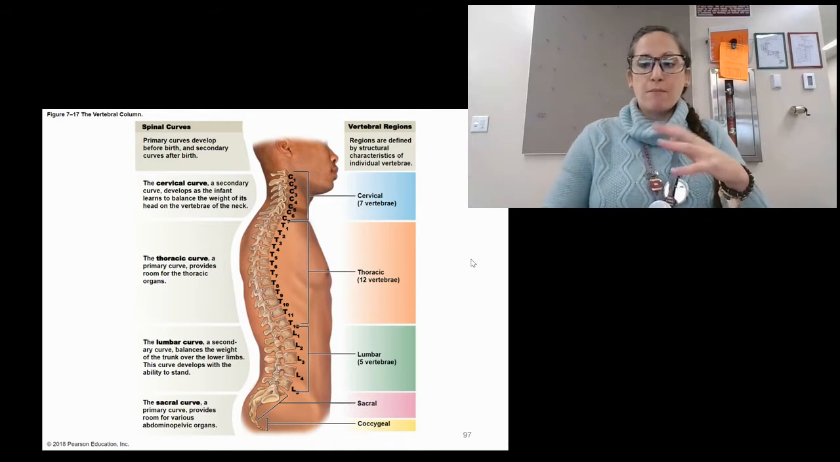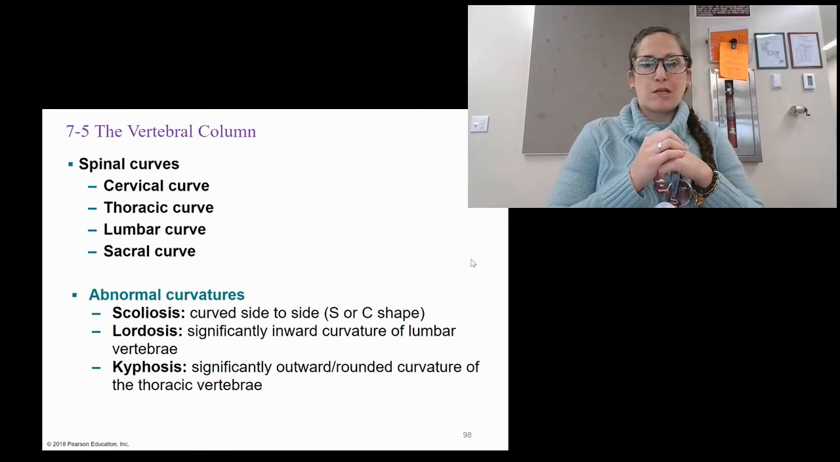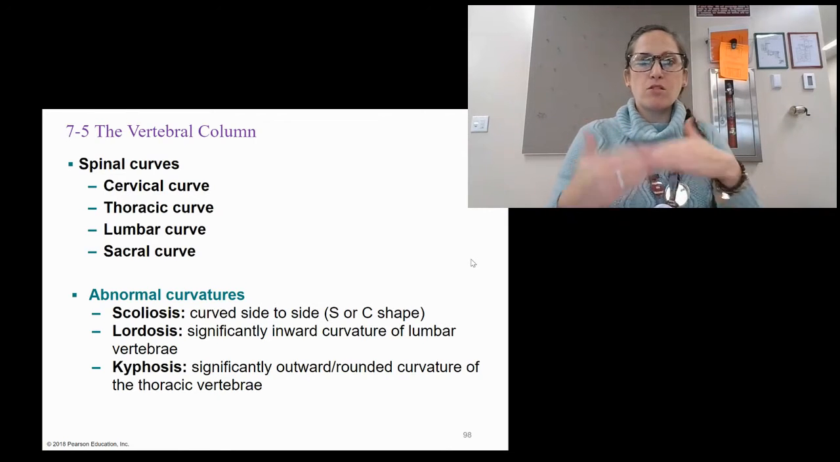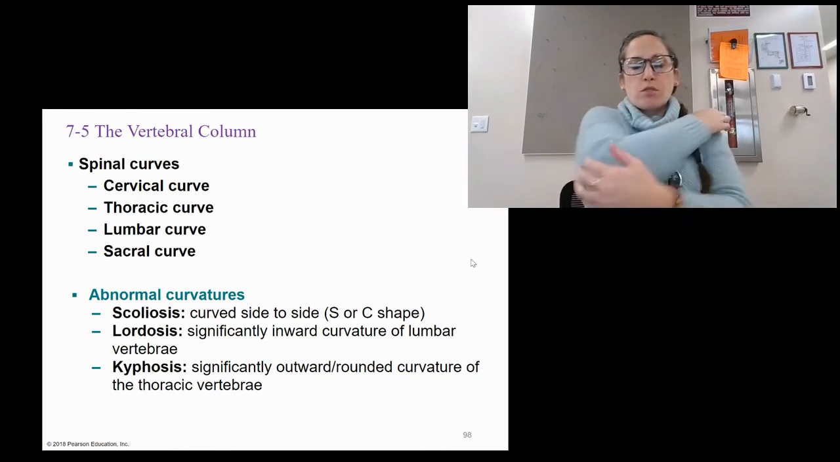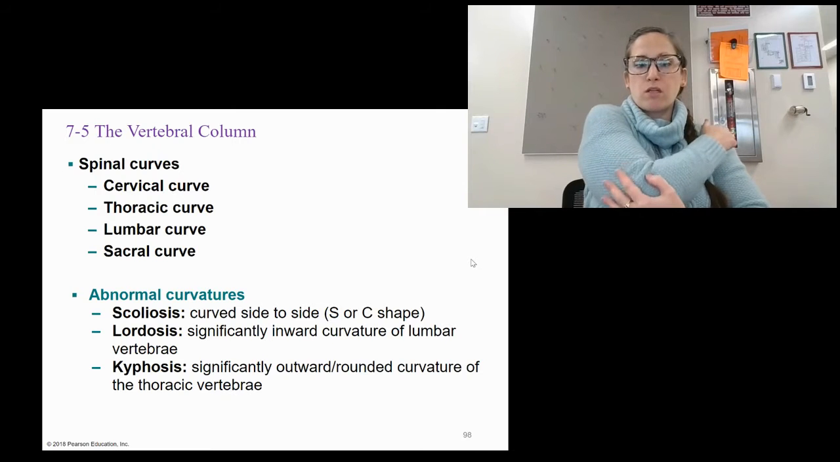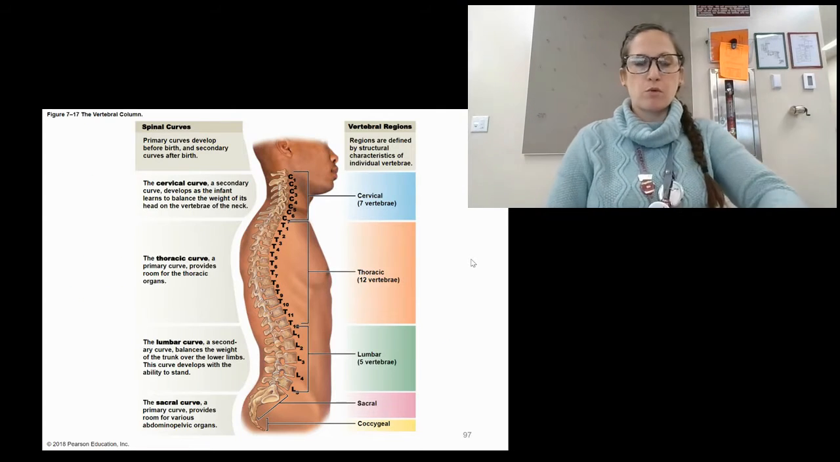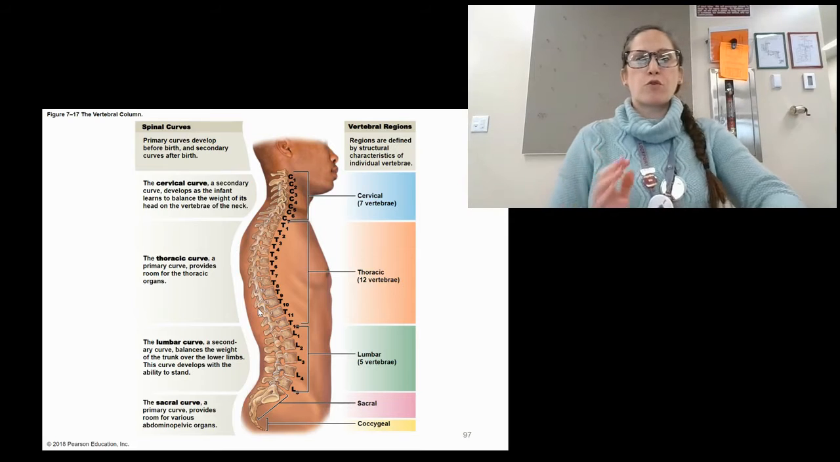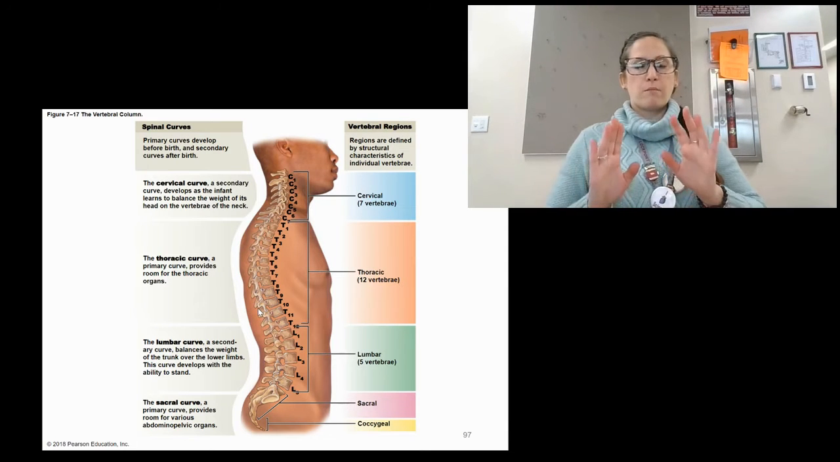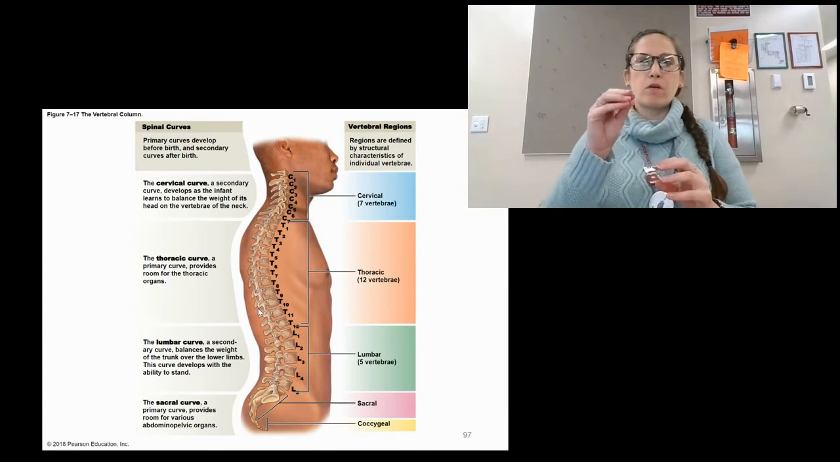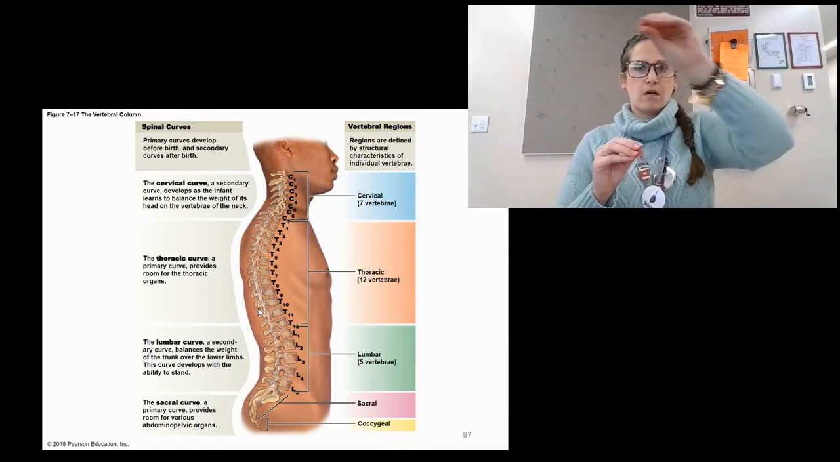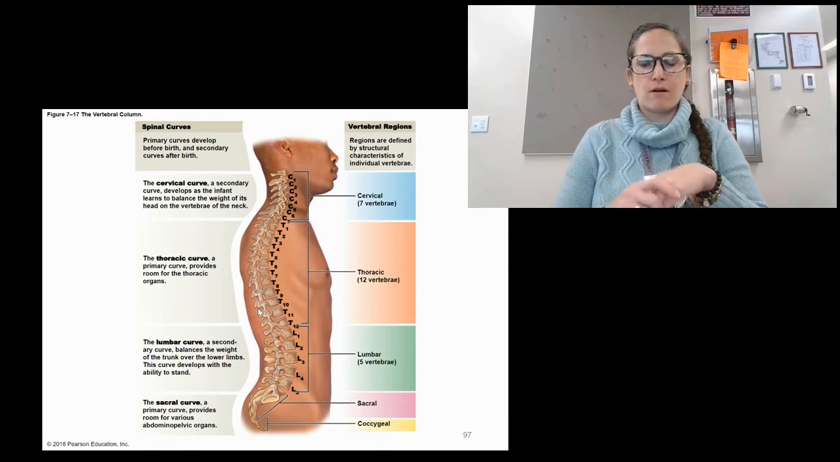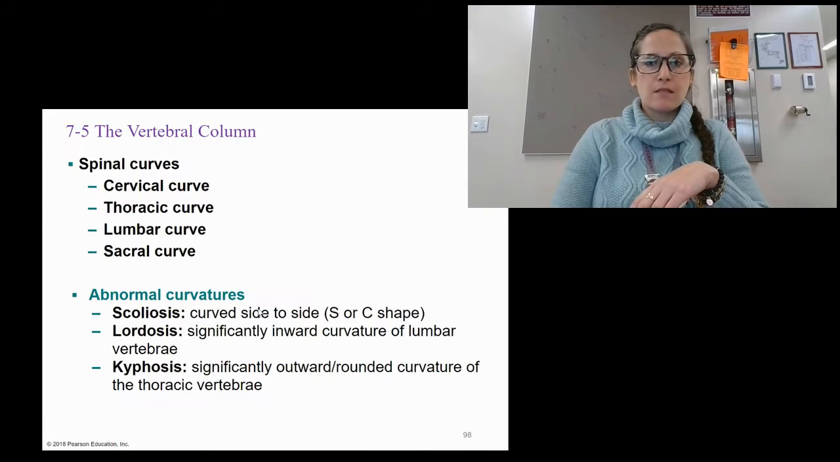And those are the natural curvatures of the spine. And if we have abnormal curvatures, you can see listed there below, that means that we have some alteration to that natural curvature. So the one you might be familiar with is something called scoliosis. And scoliosis would mean that our spine is not in alignment, kind of in the midline of our body. It means that it would be curving in an S or C type shape. So if we were looking at that posterior view of a back, we would see that spine not going straight down, but going like this in that kind of snake or S shape.